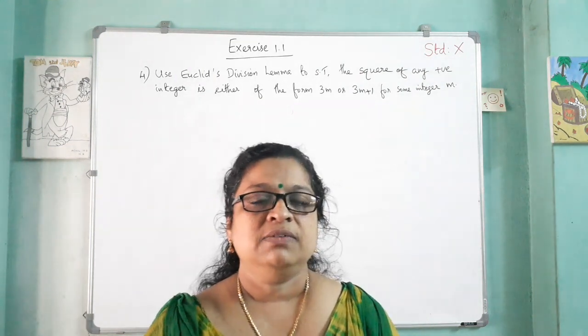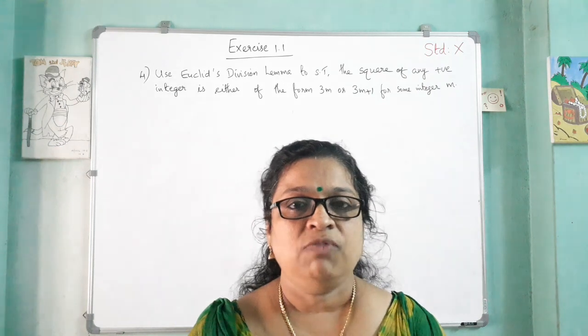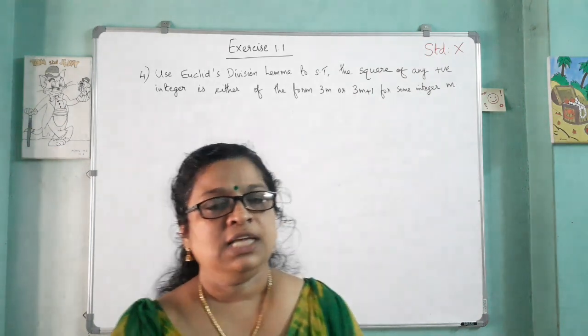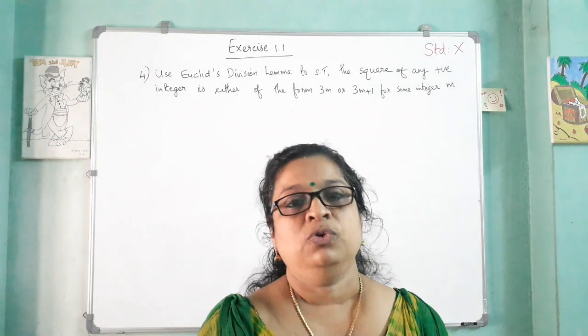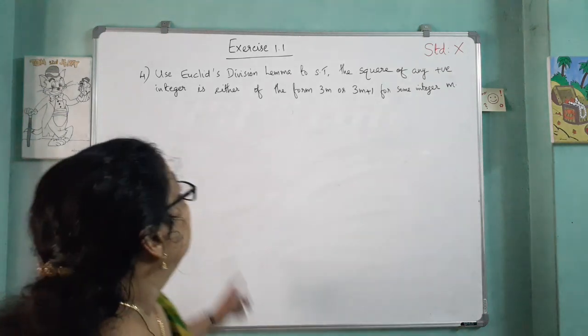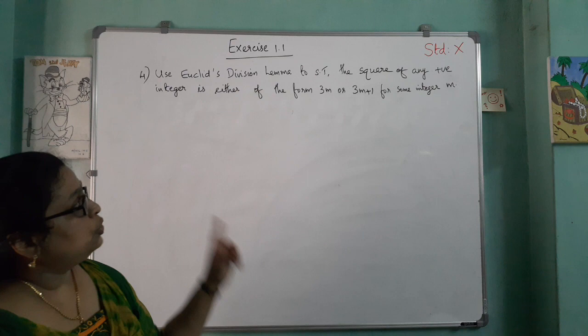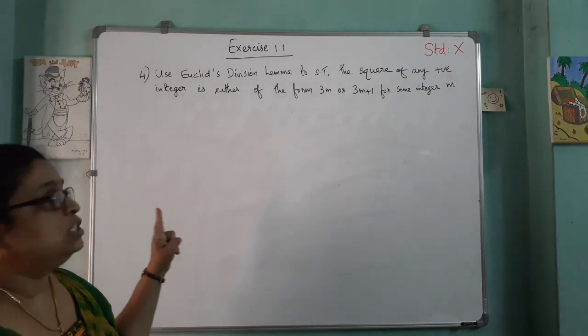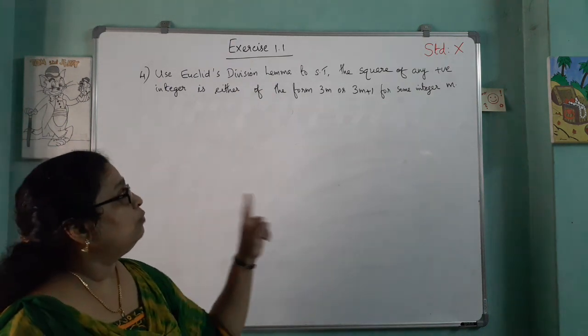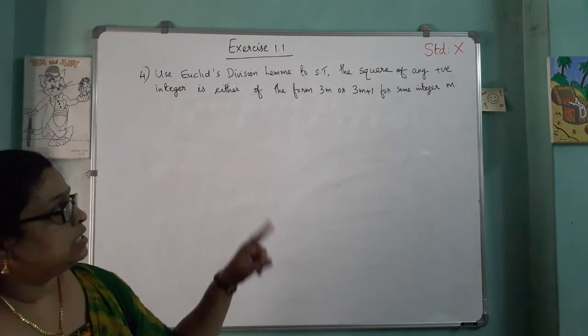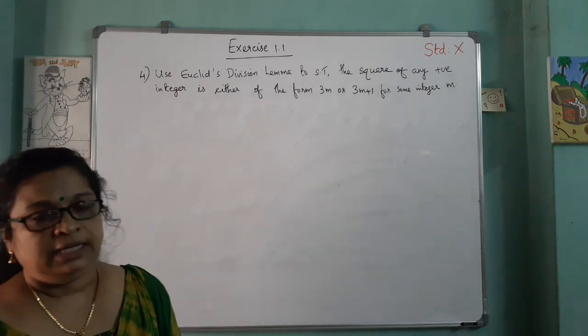In the last class we started our Exercise 1.1. Three questions are over. Then the fourth question now we do. Fourth question: use Euclid's division lemma to show that the square of any positive integer is either of the form 3m or 3m plus 1 for some integer m.